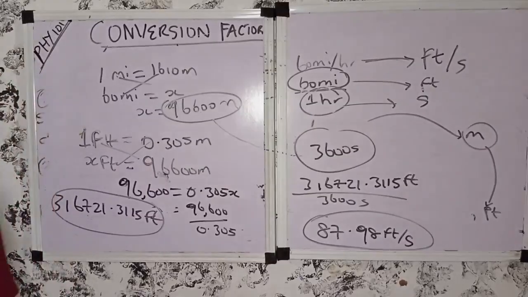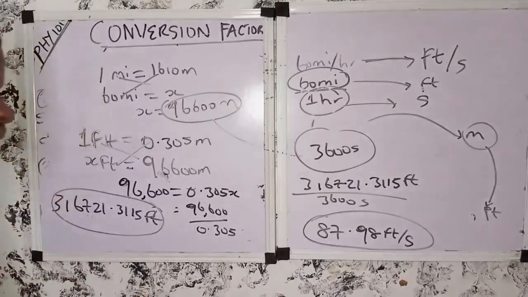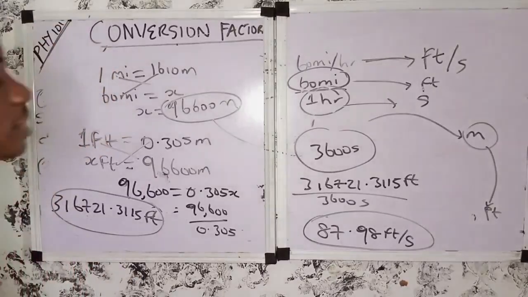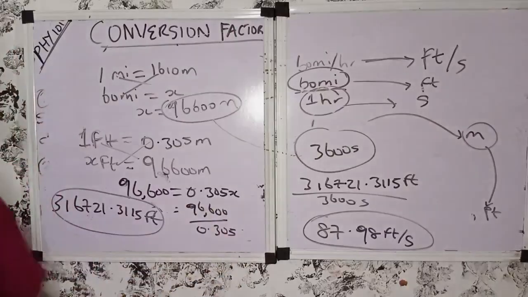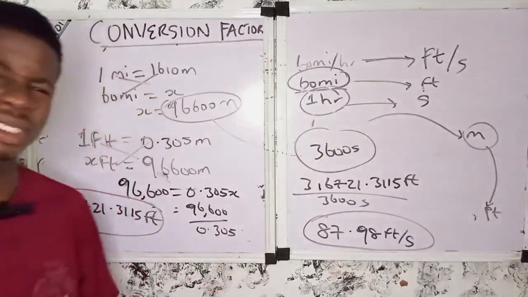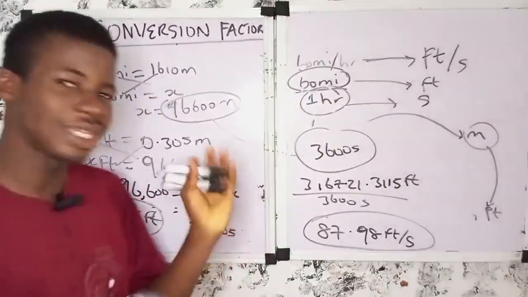Oh god, I've cleaned the third question, but I still have it with me. Okay, so yes, the question that they gave us, they told us to convert from what? 16 mile per hour to what? Foot per second. So yeah, it's very easy. So that is how it is.